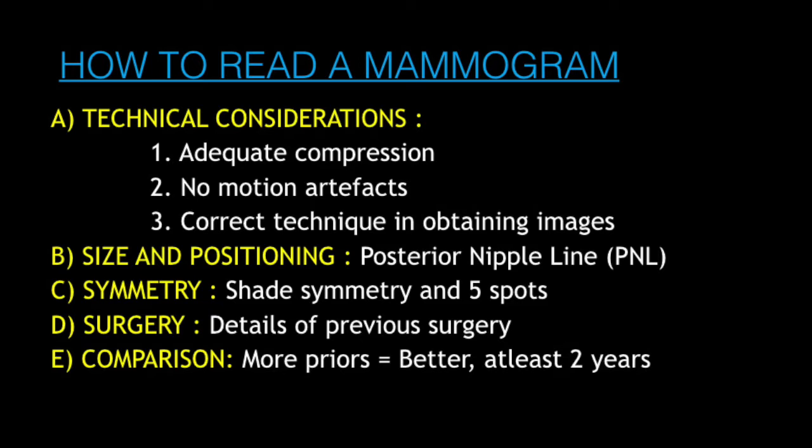Symmetry. We evaluate shade symmetry of both breasts to look for dissimilar areas which may represent a calcification, cyst, fibroadenoma, breast mass, or it simply could be an asymmetric density seen on a single view. To ensure that we do not miss out evaluation of any area in the breast, our checklist enlists 5 spots which I shall explain shortly.